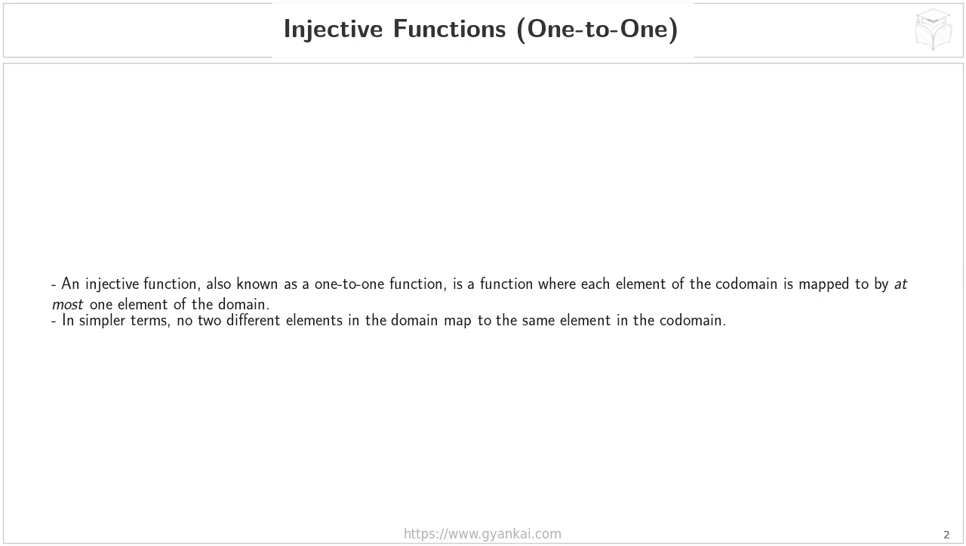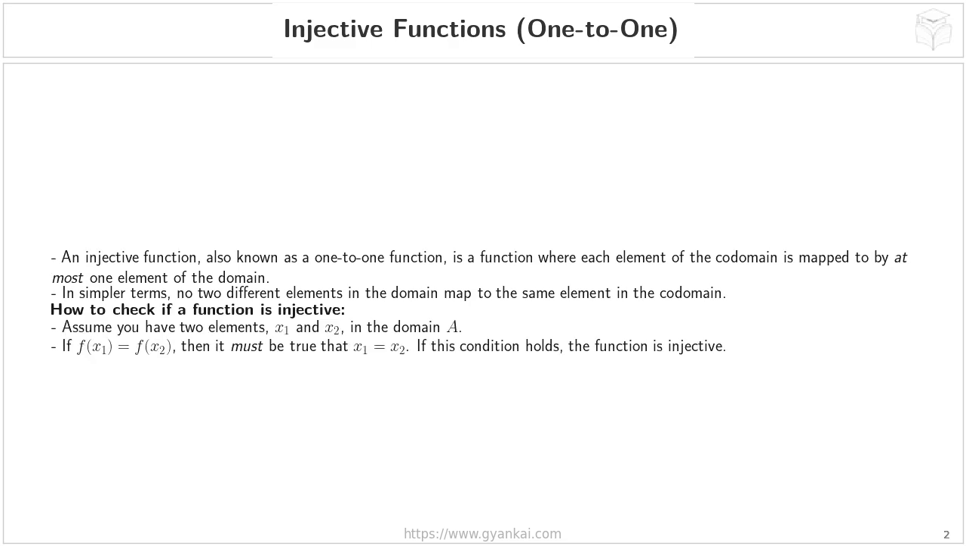Let's break that down. Essentially, what this means in simpler terms is that no two different elements in the domain can ever map to the same element in the codomain. If you think about it, each input has to have a unique output. Now, how do we actually check if a function is injective? Well, here's a little test.